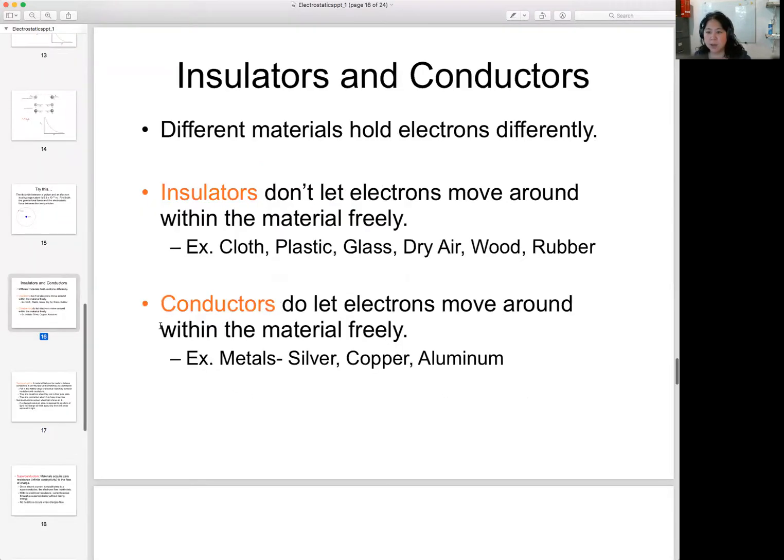So here again, most importantly, I want you to know that insulators have electrons that cannot move around. Conductors have free electrons. The electrons can move around inside. And if you hear materials like metals, you should know that they're conductors. Paper, plastic, wall or wood, and dry air, they are insulators.